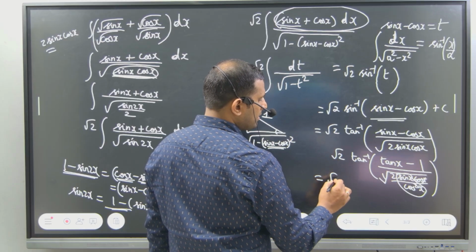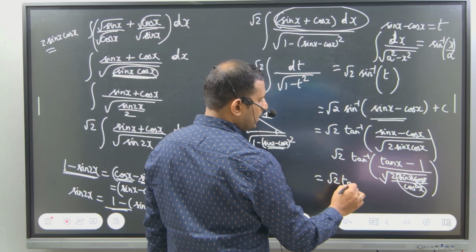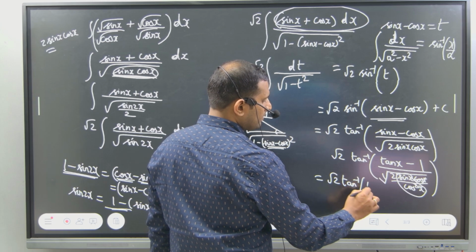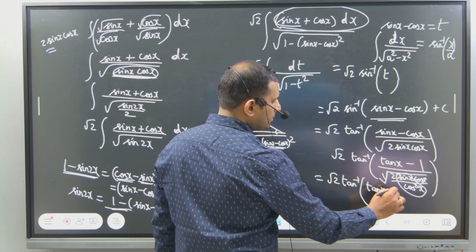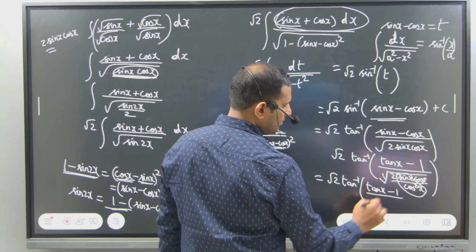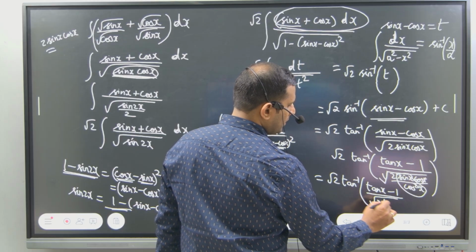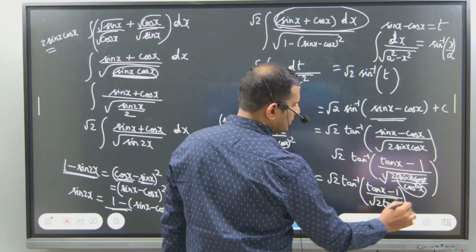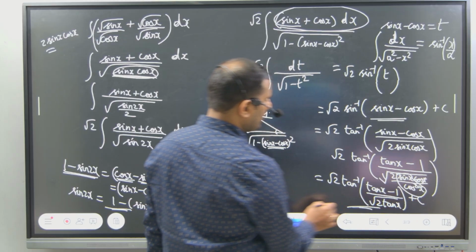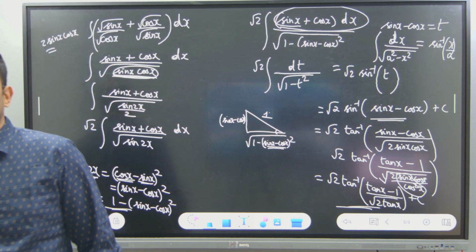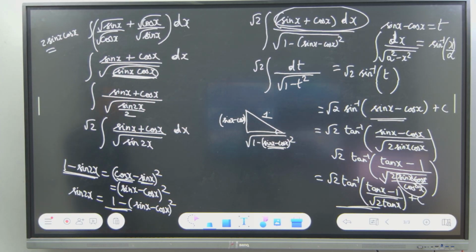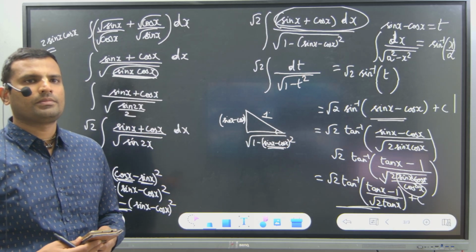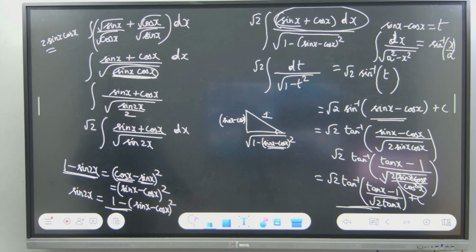So what is the answer? Root 2 tan inverse of tan x minus 1 by root 2 tan x. This is the answer. Okay, this is a tough one. This came as a JEE previous year question. It's a little lengthy one. Note down. I'll give you 1 or 2 minutes. Write down.